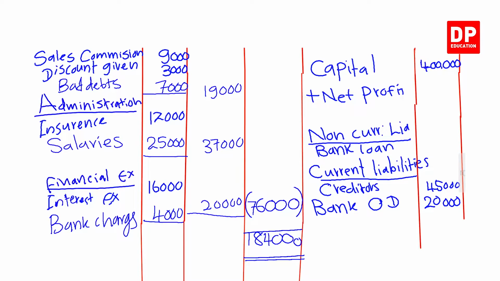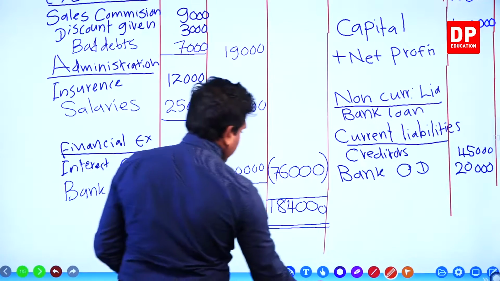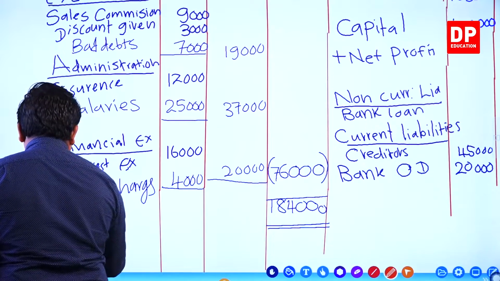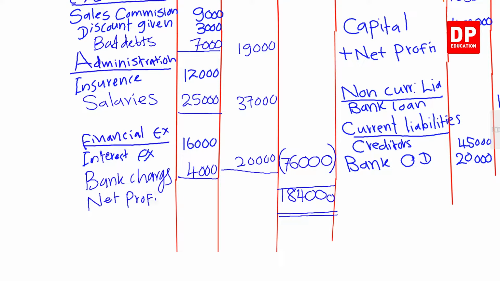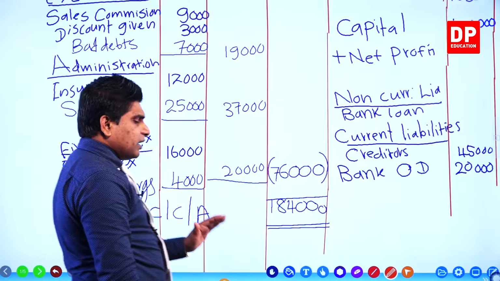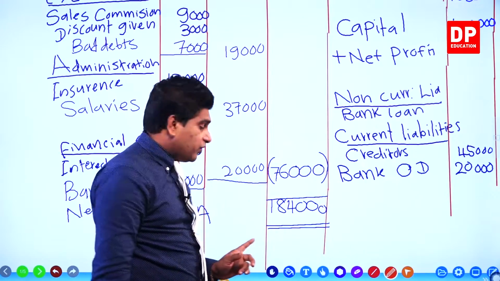Check whether my answer is correct or wrong. You have to do it with me, right? Then 260,000 minus 76,000. Check it again. Yes, correct. Now in front of this you write what? Net profit carried to capital account. You must mention that. You can use C, carried to capital A/C, like this. You can earn half a mark in your O-level exam only for these words, right?